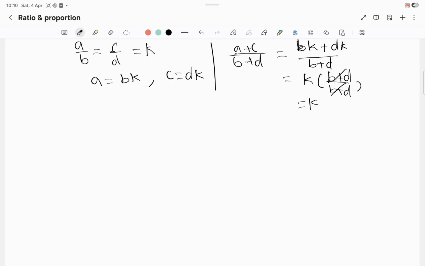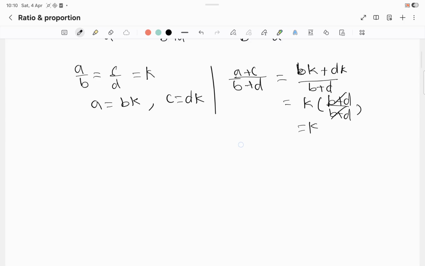So A plus C and B plus D: A plus C by B plus D is equal to A by B, which is equal to C by D. Okay. Then next concept, also three quantities. Suppose A by B is equal to C by D is equal to E by F. This will be equal to A plus C plus E by B plus D plus F.